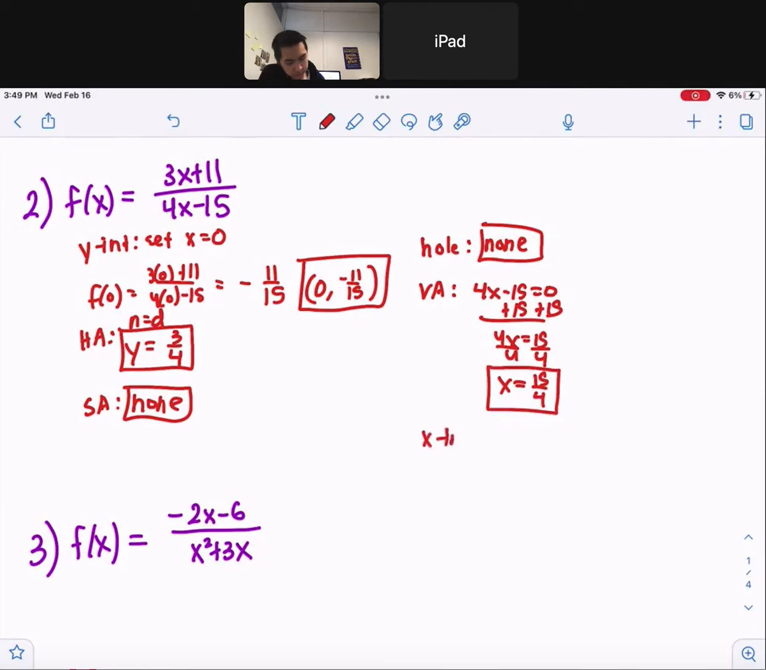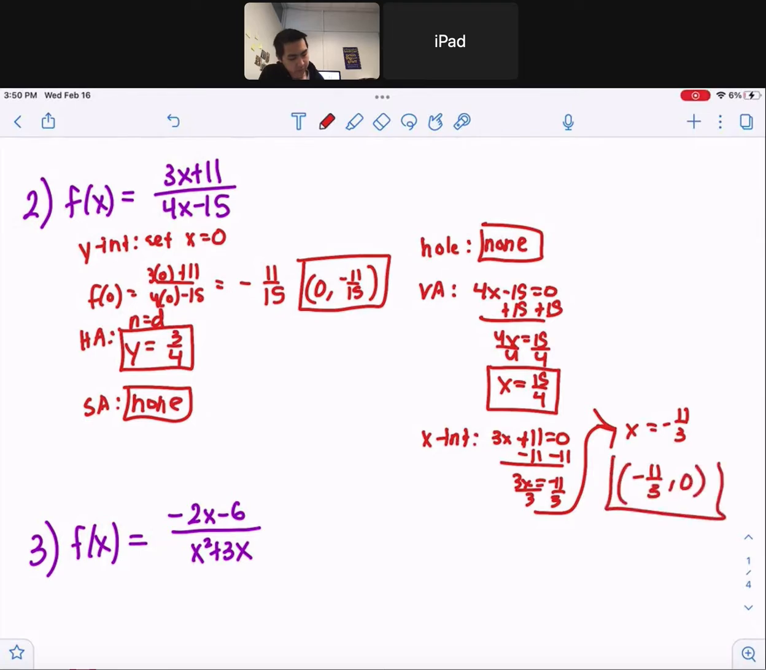And for the x-intercept, you set the numerator equal to 0. So subtract 11 from both sides and divide both sides by 3. So x equals -11 over 3. And as a coordinate, (-11/3, 0). So there is the core 6, as I like to call it, the 6 characteristics.